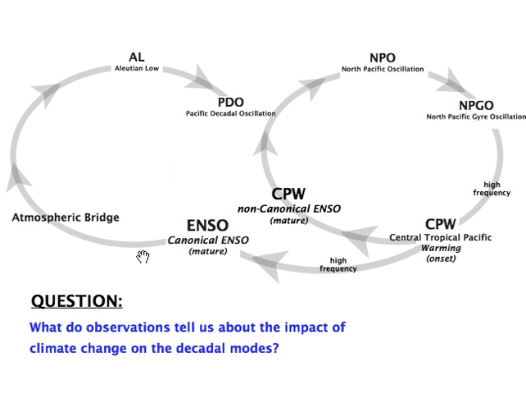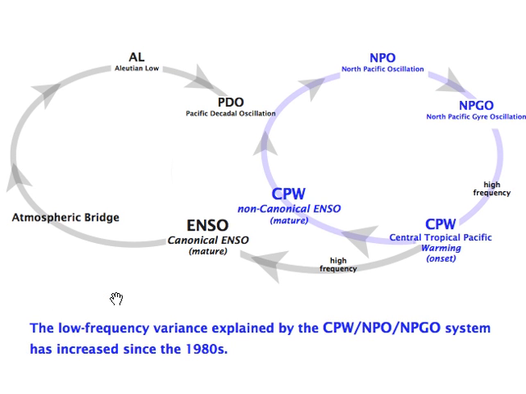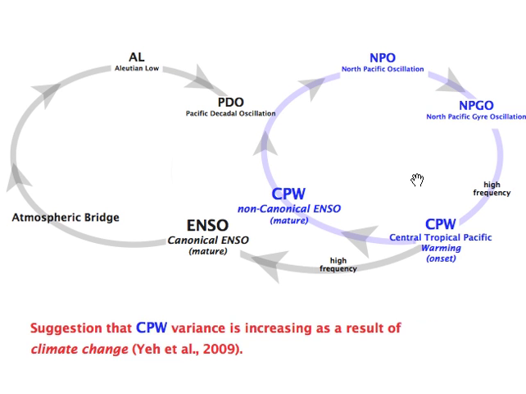We can still then ask a question, what do observations tell us about the impact of climate change on the decadal modes? Now, it has been reported that the low-frequency variance explained by this system, the Central Pacific Warming, NPO-NPGO system, has increased since the 1980s. In fact, there was a study by Yeh et al. published in 2009 that suggested that the Central Pacific Warming variance is increasing as a result of climate change. And this was an analysis done with a couple of climate models in the tropics.